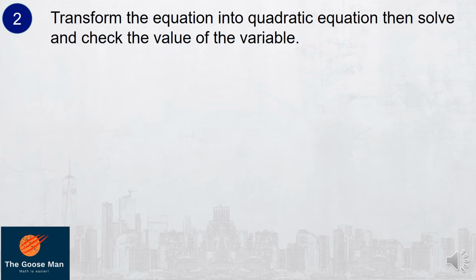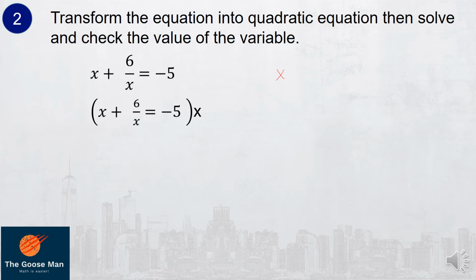Let's have example number 2. Transform the equation into a quadratic equation, then solve and check the value of the variable. So say for instance, I have the equation (x + 6)/x = -5. Since our LCD is x, we will multiply both sides of the equation by x. So I have (x + 6)/x = -5 times x.